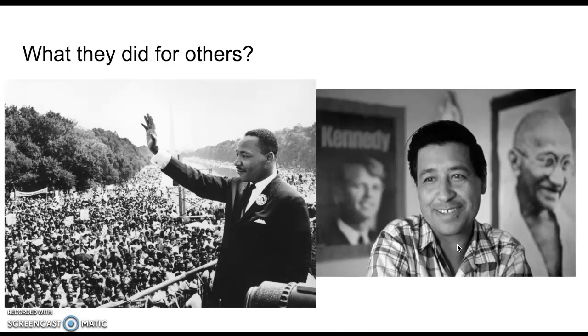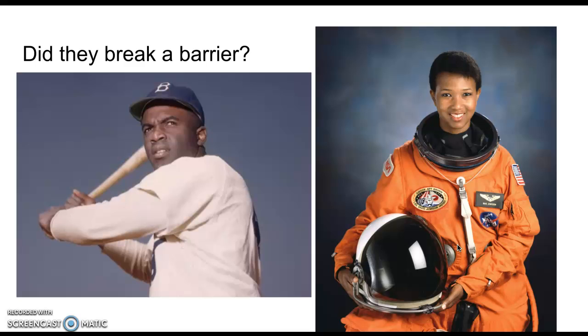Is it what they did for others? Look at someone like Martin Luther King Jr. or Cesar Chavez or Pancho Villa, or any of these figures that really did a lot for the people around them and to help those that they could. Did they break some kind of barrier? So we look at Jackie Robinson, who was the first black man to play in Major League Baseball.